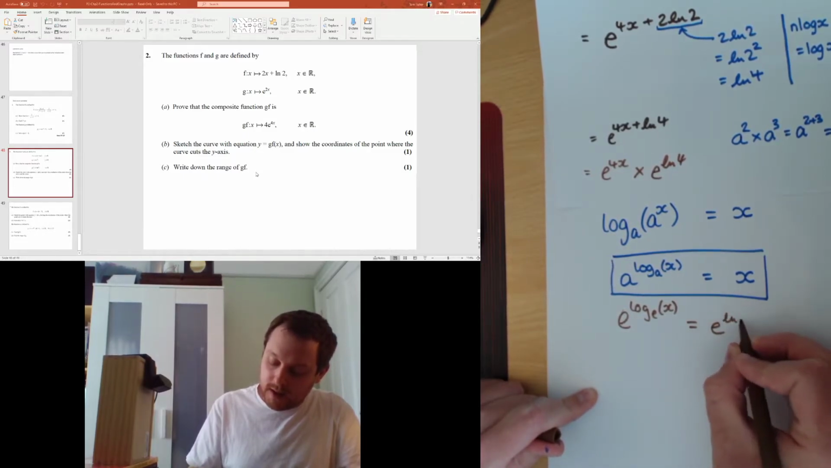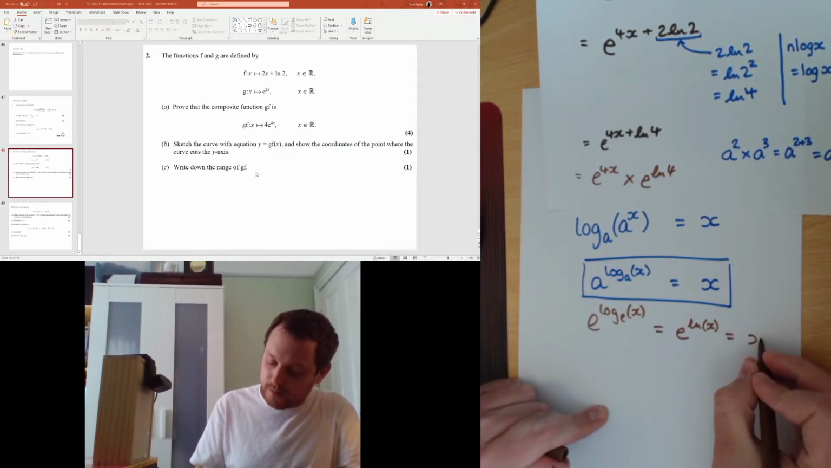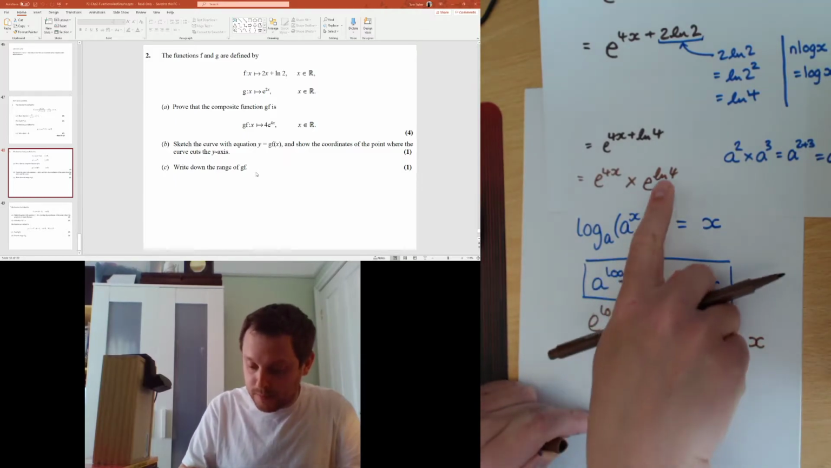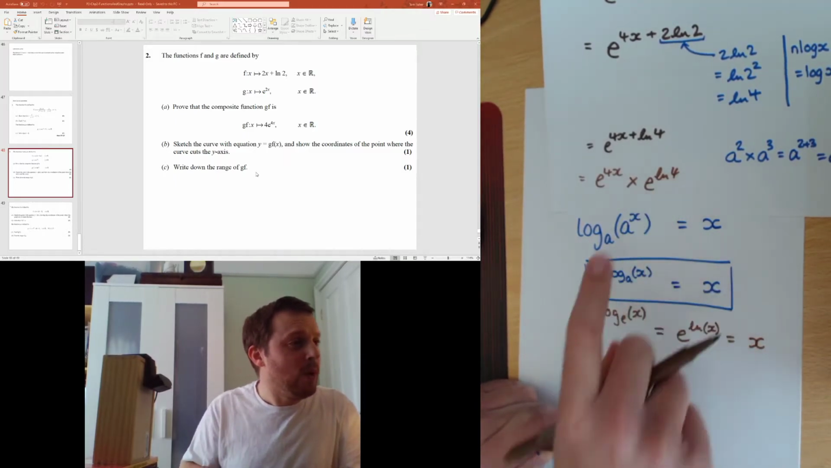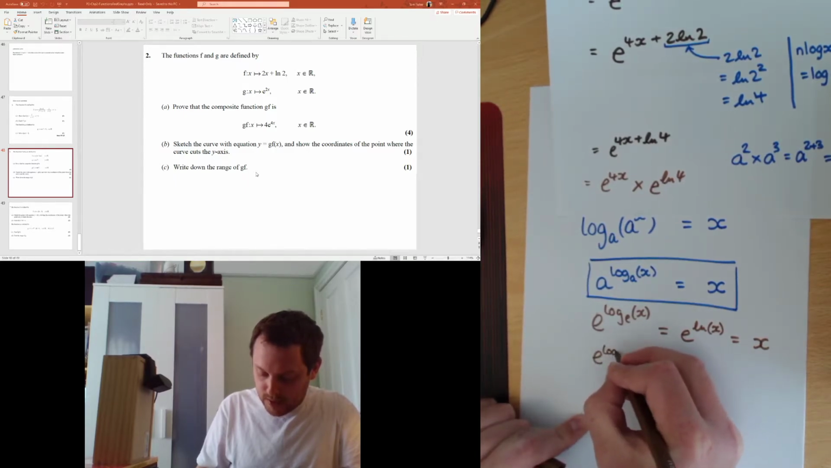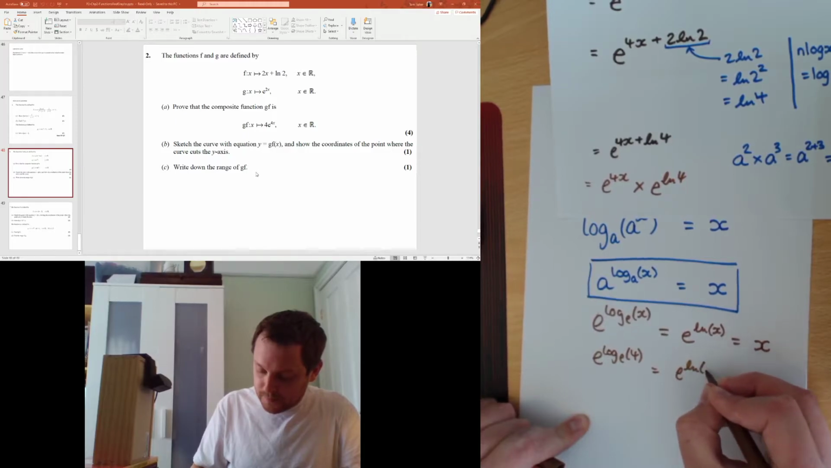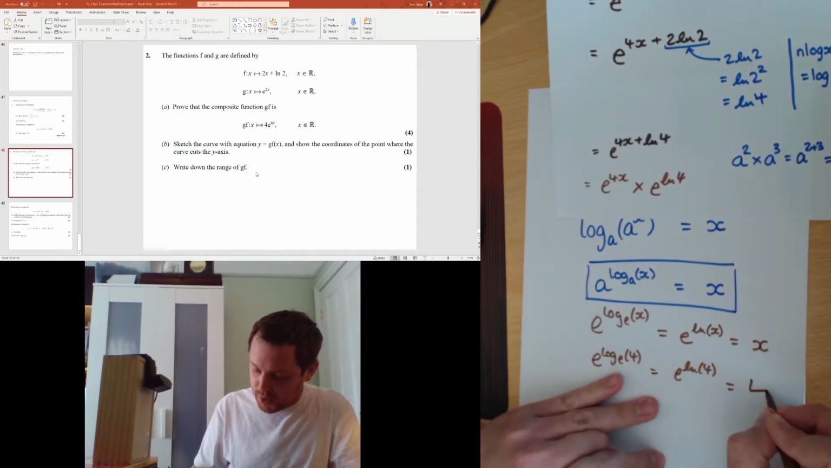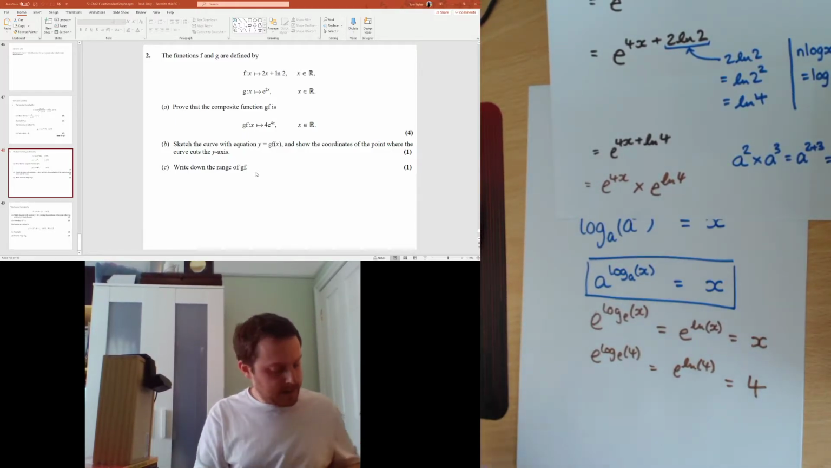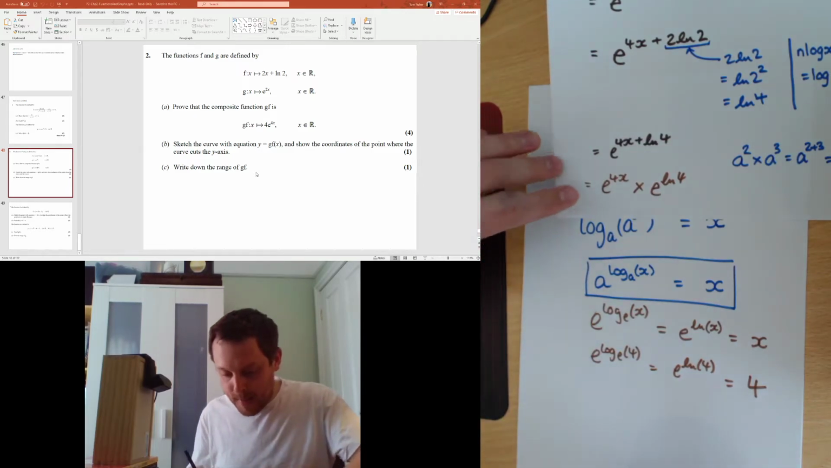So that's e to the natural log of x, but of course these things cancel each other out, which just gives you x. In this situation we're using 4, so let me write it again. Maybe I should have written it like this to start with, but never mind, no harm done. That is just 4, and that's the point. So let's put that back into here.